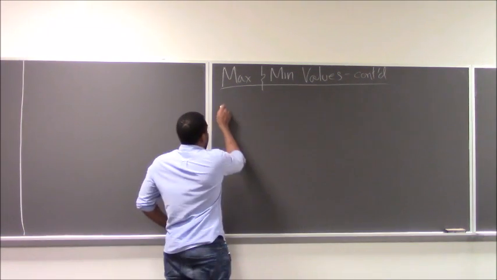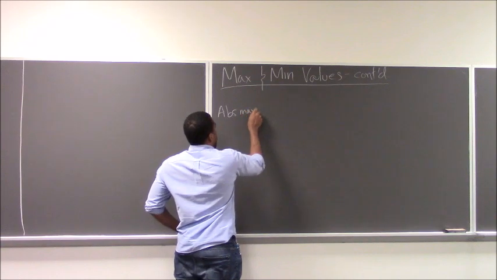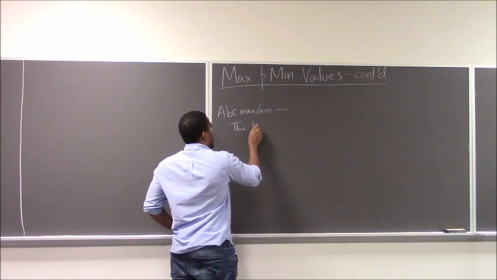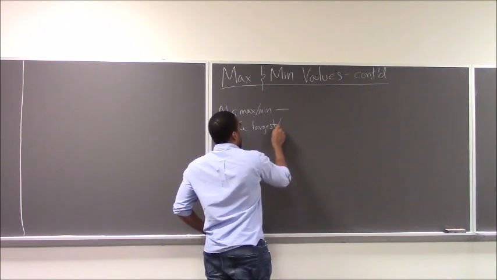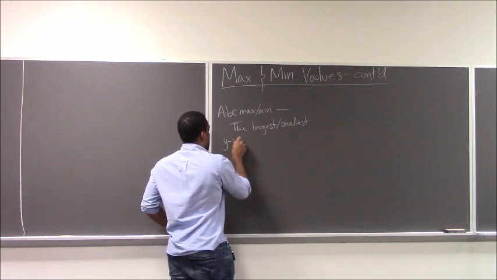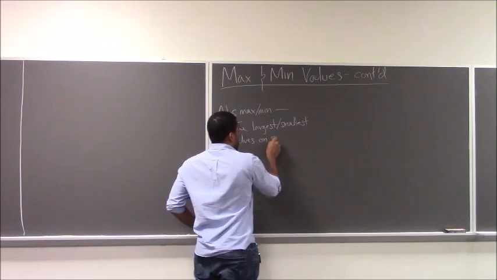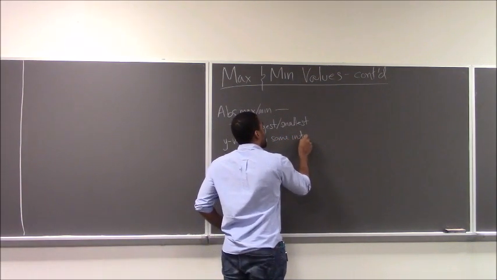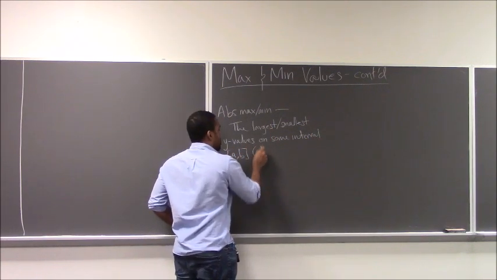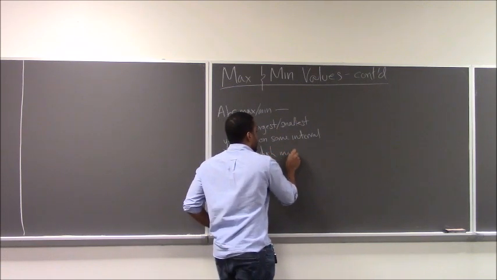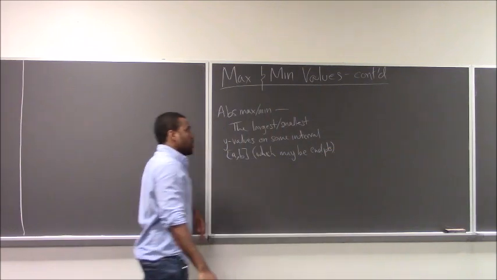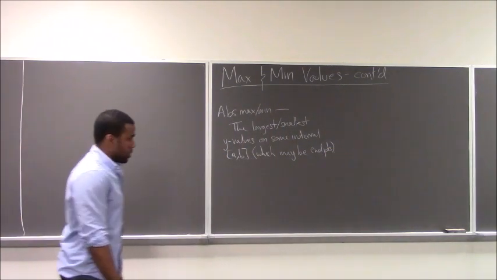So we spoke about absolute max and min. These were the largest, smallest, respectively, y values on some interval [a, b], which may be endpoints. We'll talk about this a little more as well when we get to optimization.